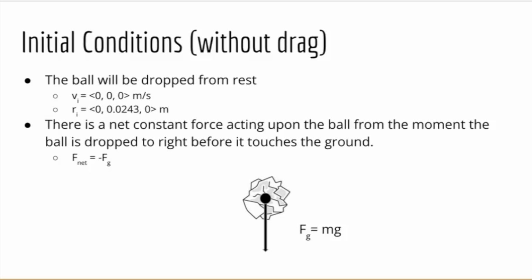Here are the initial conditions. Without drag, we have 0 initial velocity, and we're starting at (0, 0.0243, 0) meters. And there's a net force acting upon the ball from the moment the ball is dropped to right before it touches the ground. This force is constant, and that's just going to be mg.